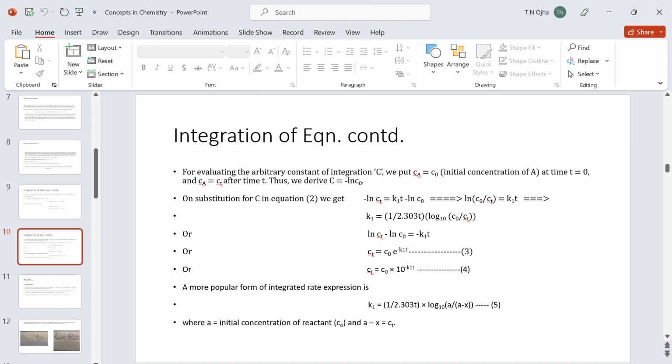It means rate constant K1 equals 1 over 2.303 t multiplied by log to base 10 of a over a minus x. Equation number 5. So this is the most important practical equation. In this, a refers to initial concentration of reactant, that is C0, and a minus x refers to Ct, concentration of reactant at time t greater than 0.